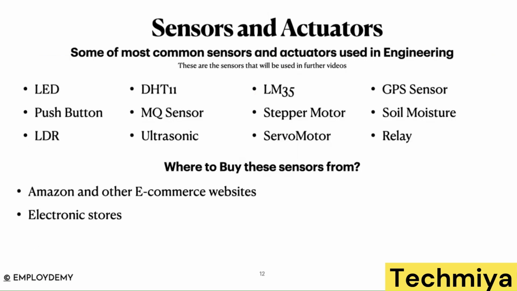We'll be using many such sensors and actuators in our coming courses. The ones listed are the few we'll be using. These are the most common sensors or actuators that are used in engineering models. Your next question would be, where can I find them, where can I buy them? You can purchase them from any local electrical store, or get them on any e-commerce website, Amazon, Flipkart, Robocop. There are many such e-commerce websites where you can get this.